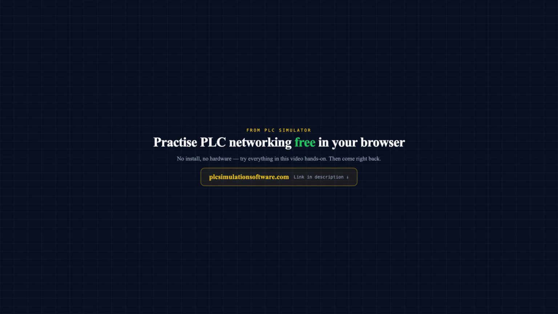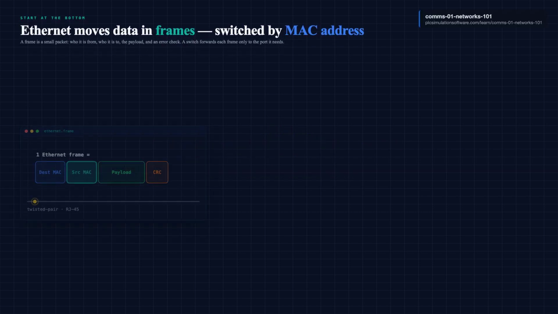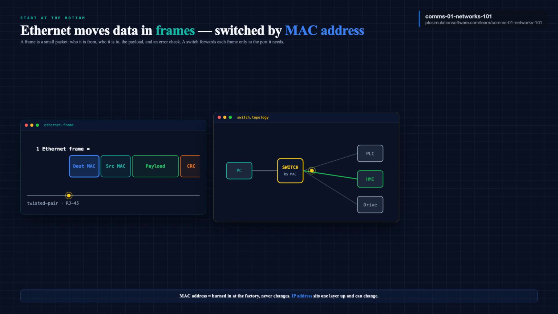Start with the basics. Ethernet moves data in frames. A frame is just a small packet with a few fixed parts. Who it is from, who it is going to, the payload, and an error check at the end. The from and to are MAC addresses. Every network card has a MAC address burned in at the factory, unique to that device. The IP address is different. It sits one layer up, and it can change.